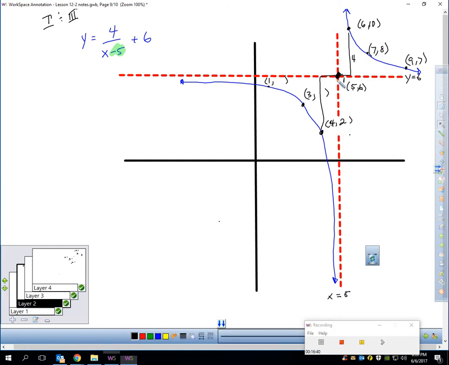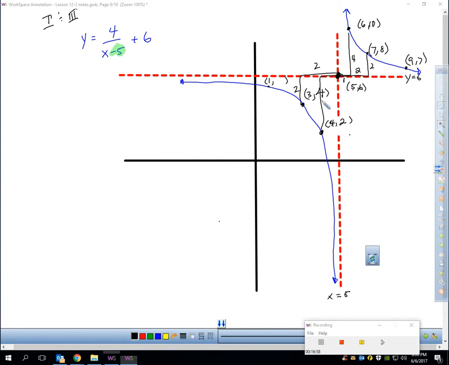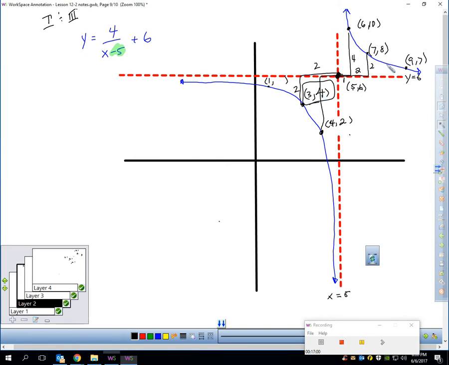Now this point, if I go from 5, 6 to 7, 8, that's 2 right, 2 up. So this point must be 2 left, 2 down. Well, 2 left of 5 is 3, and 2 down from 6 is 4. This must be the point 3, 4. And then 9, 7, that would be 4 to the right and 1 up. So if I go 4 left of 5, that would be 1, and if I go 1 down, that would be 5. This must be the point 1, 5. So that's how I can get this sketch made, and I can get 3 points on each branch.